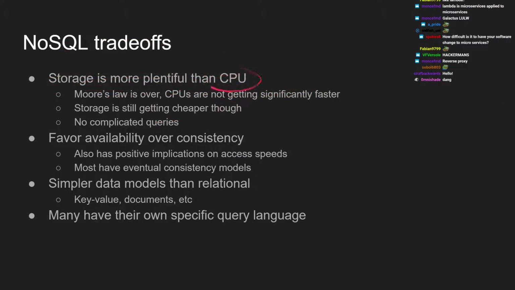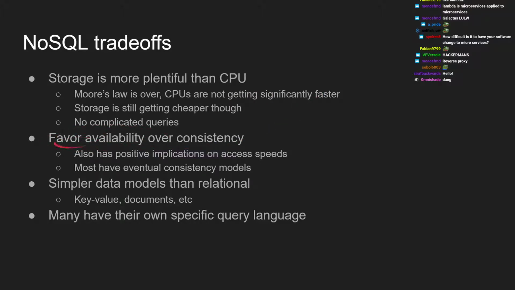We need to lower CPU pressure as much as possible, so we cannot have complicated queries. NoSQL databases do not have complicated queries. It's one table: just give me the data. I don't care, just give me the data. So, lower CPU pressure.